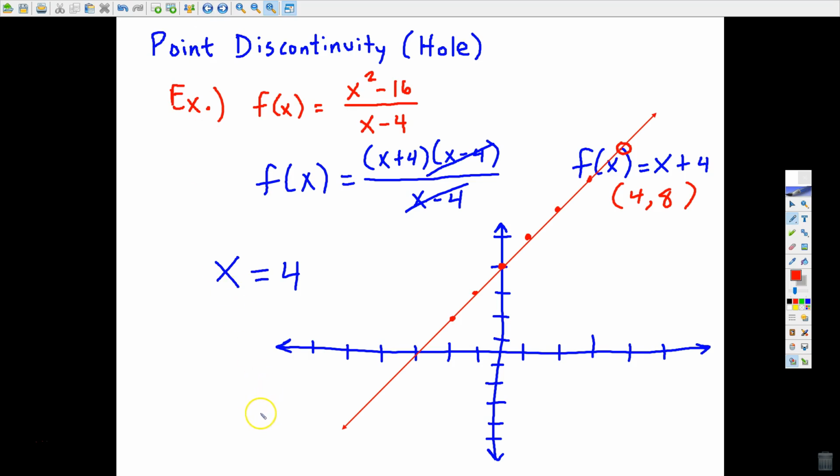Yes. And if you didn't get this, we're going to do this again at the end. I didn't really count the points. I just started here and did up one, right one. So let's see, 1, 2, 3, 4, 5. And you could use, of course, (0, 4), (-1, 3). Another point.